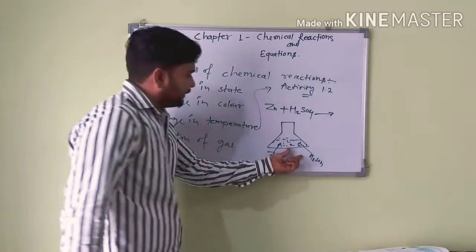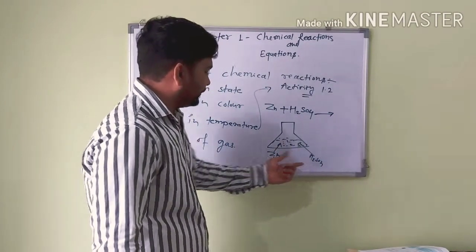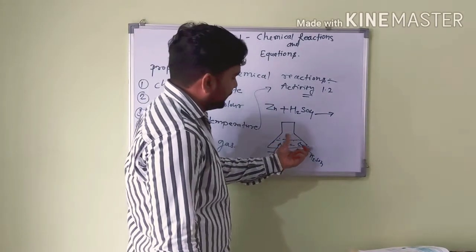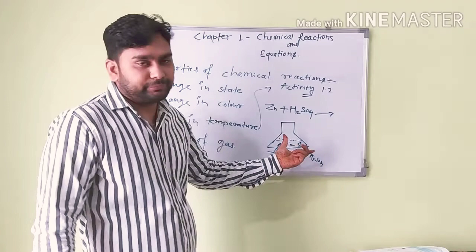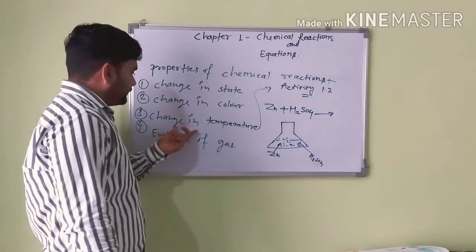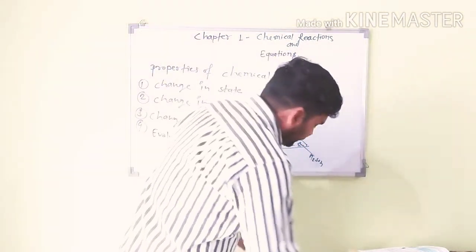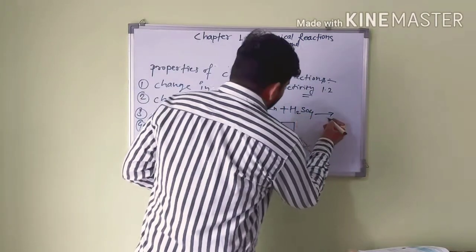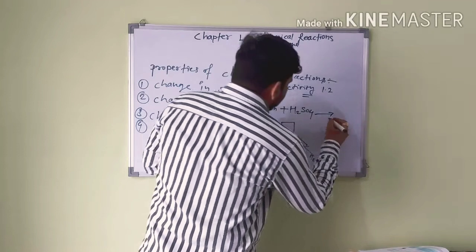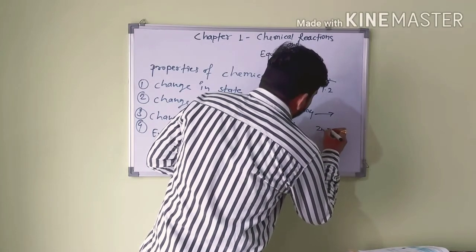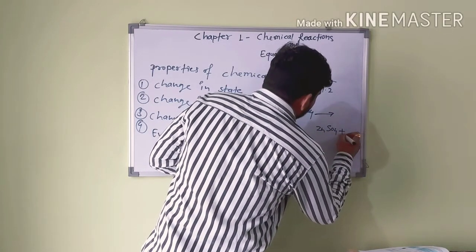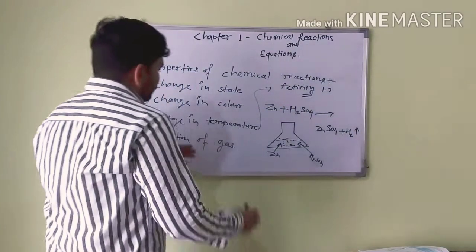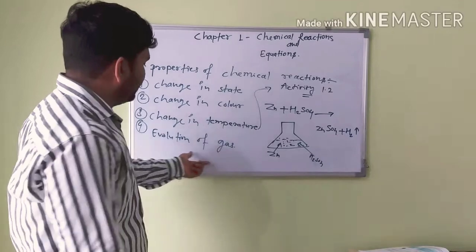When these two react to each other and we touch the outside of the conical flask, we feel heat. This is an example of change in temperature through a chemical reaction. Also, when the reaction completes, it makes zinc sulfate, and hydrogen gas is released. So this is the last example, evolution of gas.